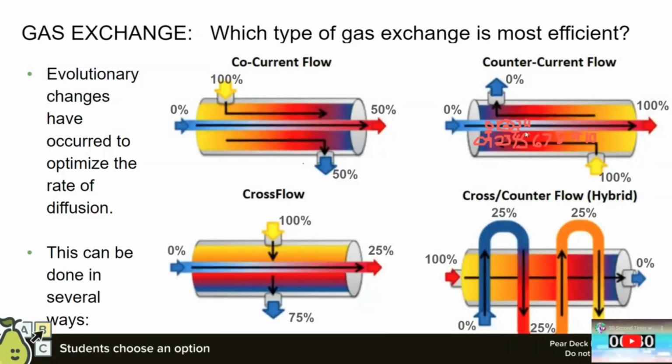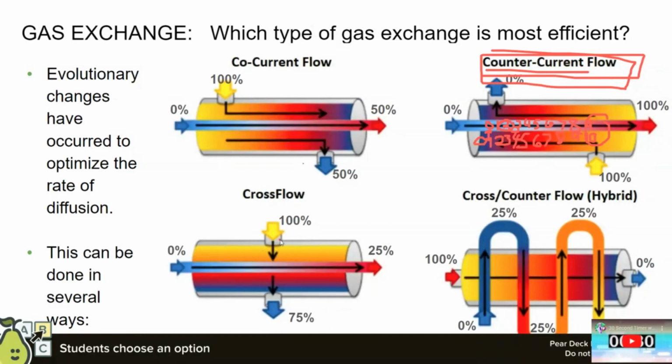Now we're at 5, pushing still into the blood. We gain 1. 6 pushes into the blood, so now we gain 1. 7 pushes into the blood, so now we gain 1. And then 8 pushes into the blood, so now we gain 1. And what do you know? We are getting almost up to 100%, really high oxygenation levels just by changing the direction of the flow. So counterflow is much, much more efficient than co-current flow.